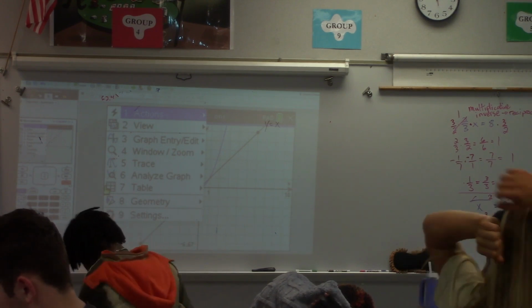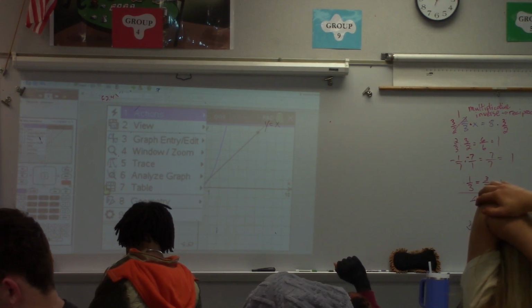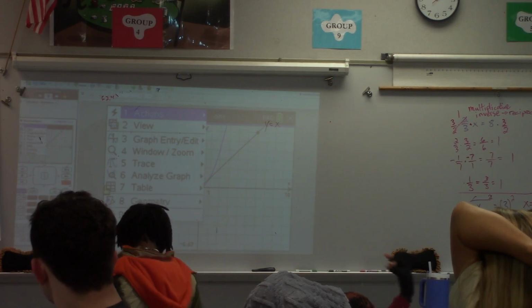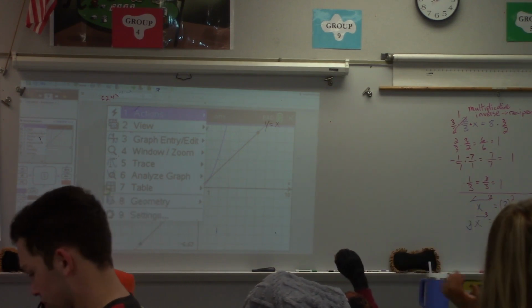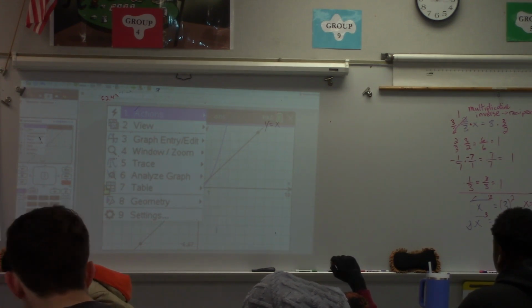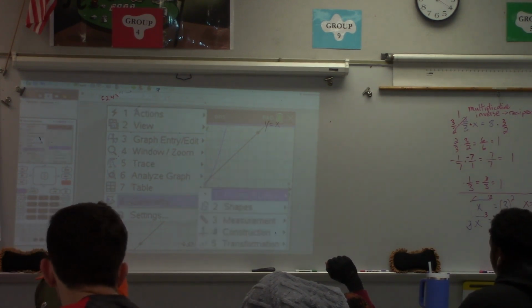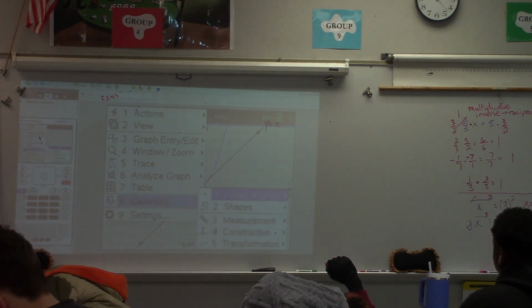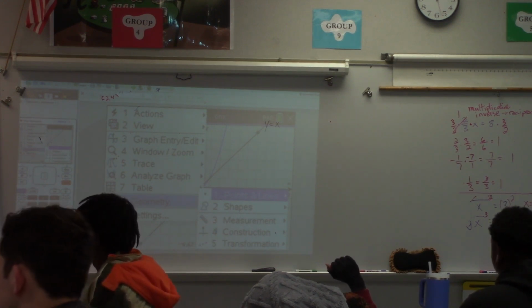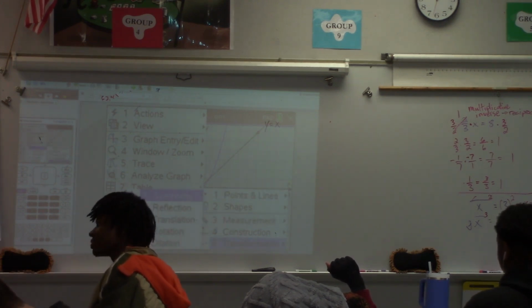I want you to look right here. Does anyone see any of these options in the graphing calculator that might let me do a reflection? Reflections are one of the key parts of geometry. So I'm going to go to geometry. Do you know what group of ideas reflections fall under? Transformation. They are transformations.